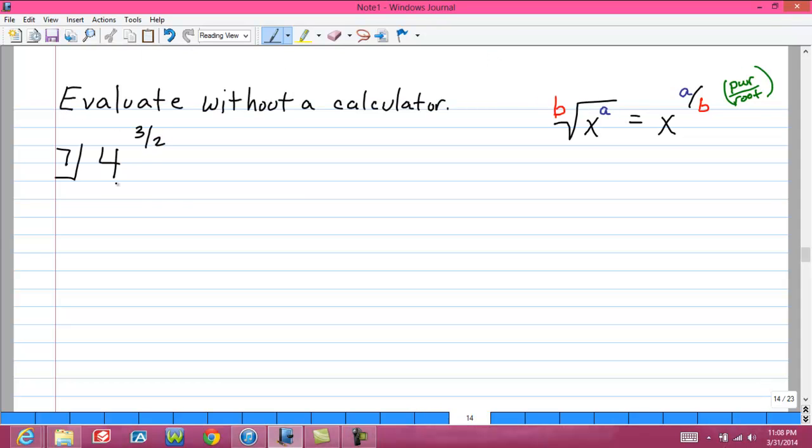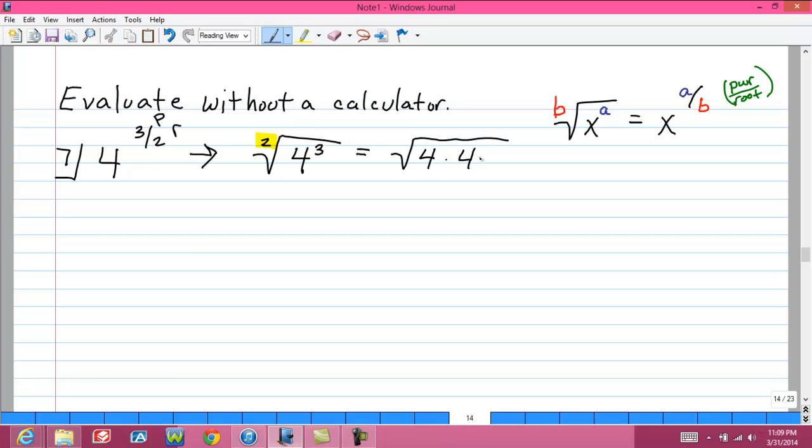Rewrite this exponential expression as a radical expression first. Remember, the 3 is the power, the 2 is the root. Normally we do not write the 2. From Wednesday's lesson, we know that we can simplify this to figure out what number this is equal to. And this simplifies to be 4 times 4 times 4 because there are 3 of them. This exponent means we multiply the base to itself 3 times.